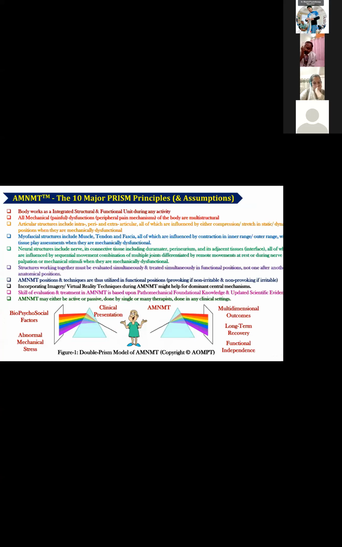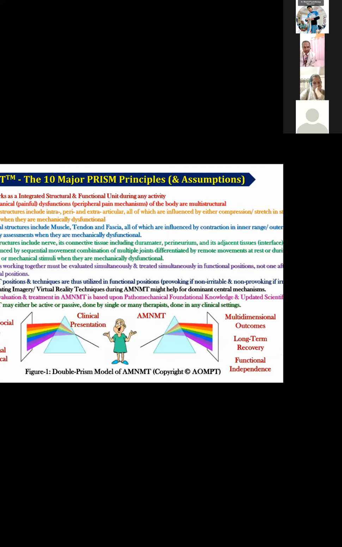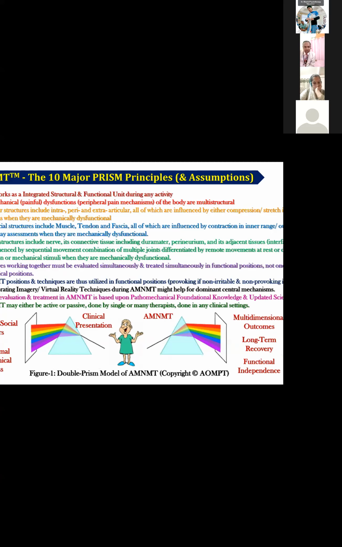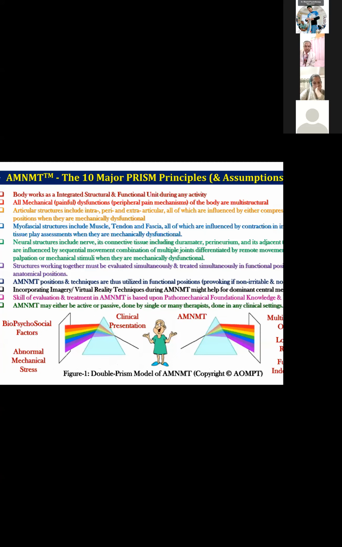Okay, when you are checking them in the inner range, outer range, and also the muscle play, when you are moving the fascia, when they are mechanically dysfunctional, they will show abnormalities during these assessments. Neural structures include nerve, neural connective tissue, including the meninges, and also the mechanical interfaces, which are all influenced by sequential movement combinations of multiple joints crossed by the nerve, together with the contractions or the palpations, in response to the mechanical stimuli when they are mechanically dysfunctional.